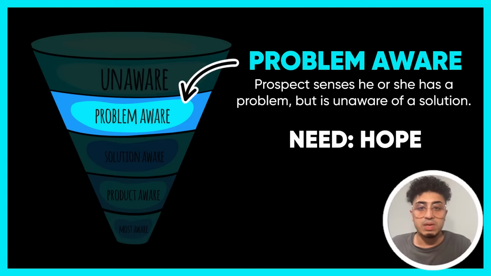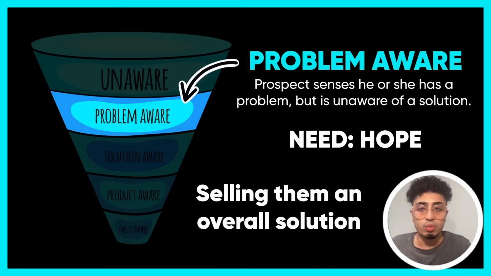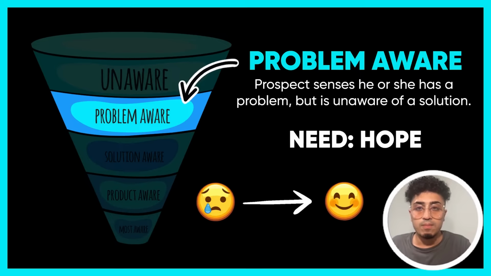The next phase is problem aware. These individuals basically sense that they have a problem, but they're unaware of what the best solution to that problem is. What you need to do is provide them with hope and say, look, we understand this problem. We understand what you're going through, right? And it's not ultimately selling your solution, but selling them on the overall solution. That there is a way from where you're currently at, which is a point of dissatisfaction, stress, anxiety, pain, to a point where your life could be relieved of all that anxiety and pain.